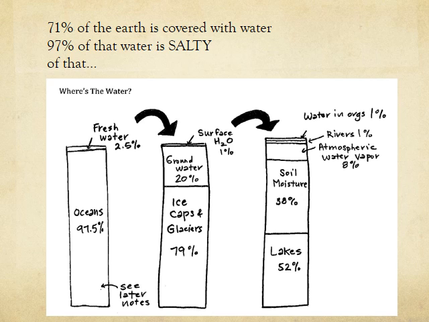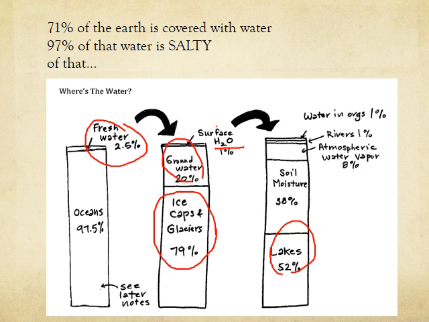So, 71% of the Earth is covered with water. Most of that is salt water, 97%, which leaves us about 3% that's freshwater. Of that freshwater, most of it, almost 80%, is in ice caps and glaciers. Some of it is in groundwater, and then you have a super small amount in surface water. Of that surface water, most of it is in lakes. Then you have soil moisture, atmospheric water vapor, rivers, and then water in organisms.